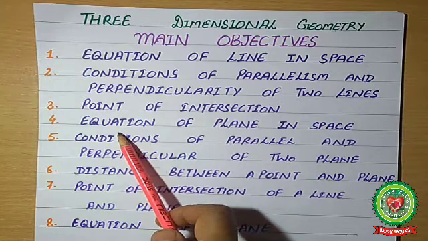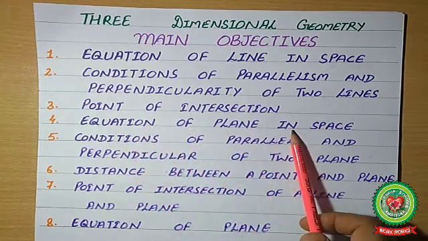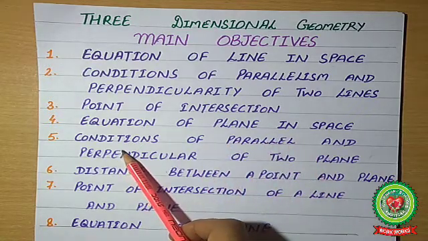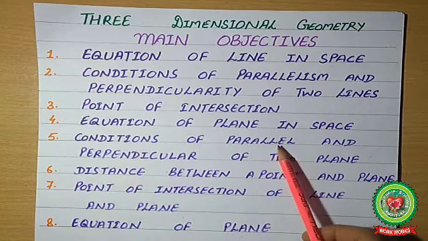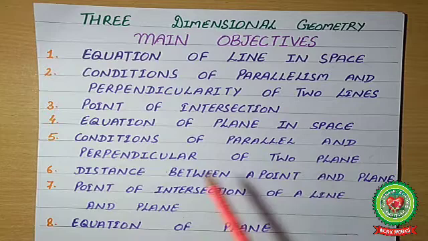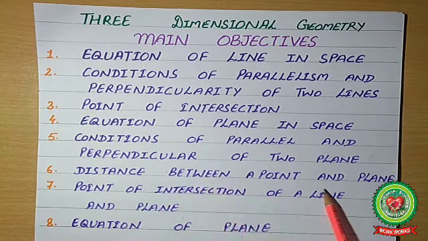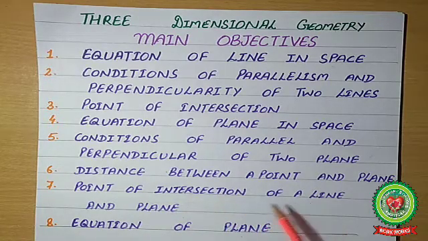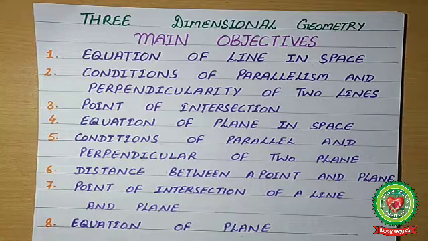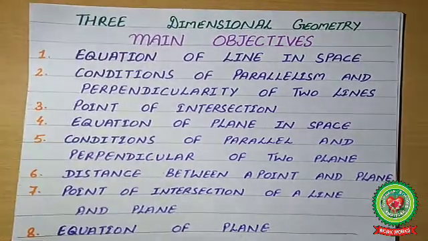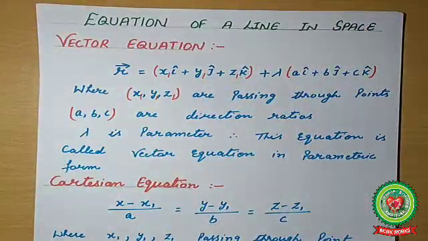Then we will learn how many types of equation of a plane there are in space and how we can find that. Then again, the conditions of parallel and perpendicular for two planes. Now, distance between a point and a plane. Then we will learn the point of intersection of a line and a plane. After that, we will learn the equation of a plane. Now, today we will start with the first topic, that is the equation of a line in space.